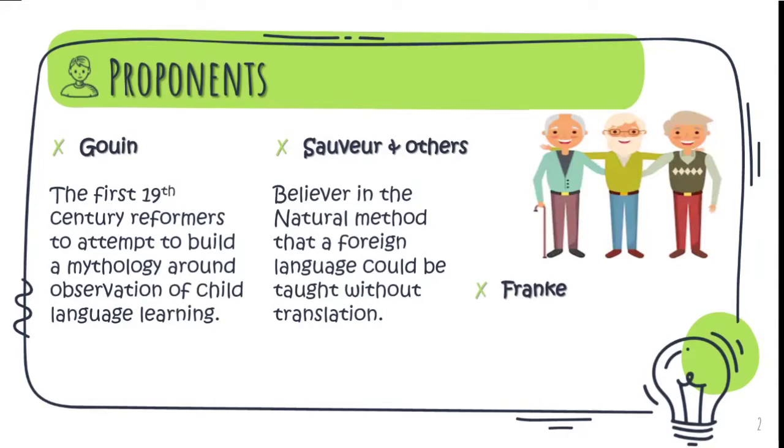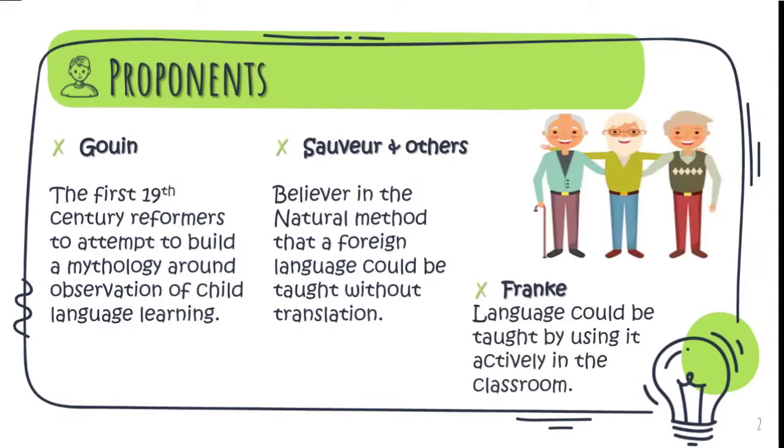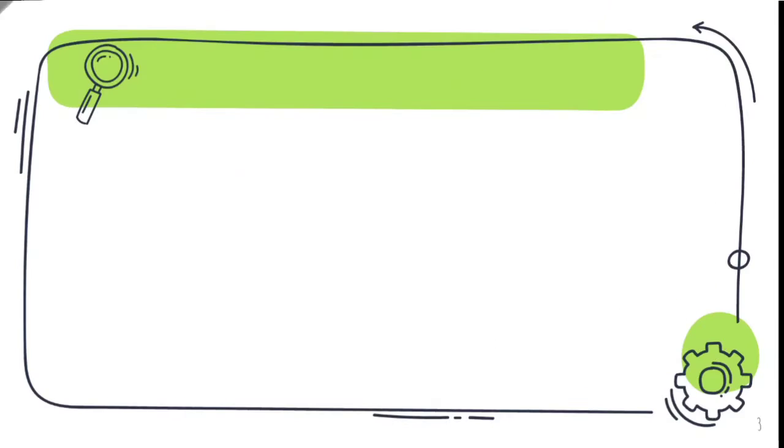According to Franke, a language could best be taught by using it actively in the classroom, rather than using analytical procedures that focus on explanation of grammar rules in classroom teaching. Teacher must encourage direct and spontaneous use of foreign language in the classroom.